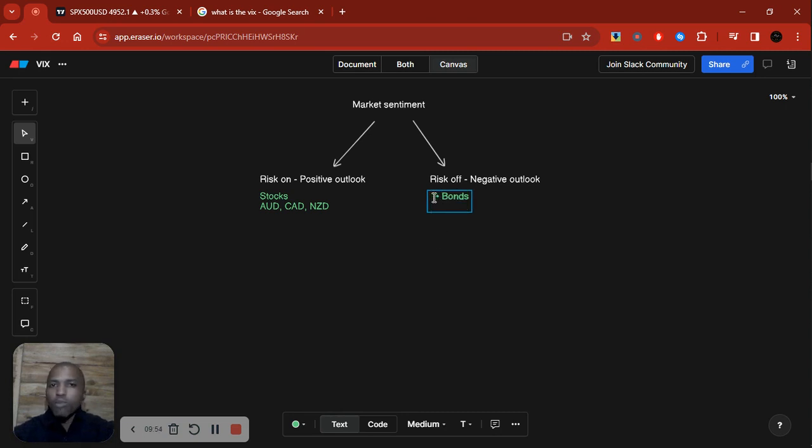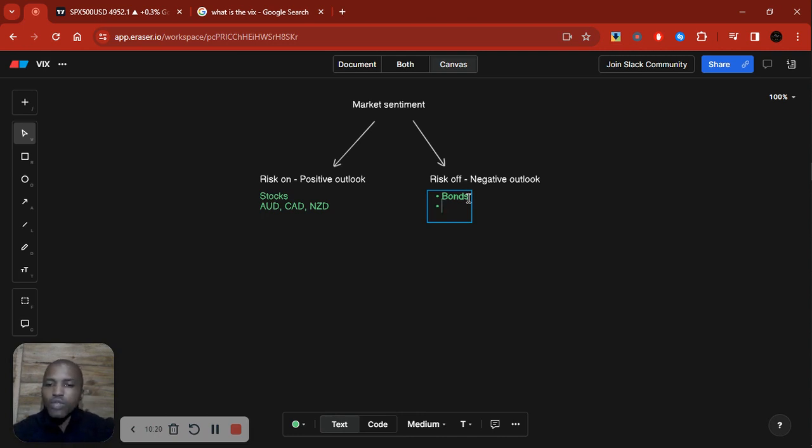Even though bonds have a lower return in terms of interest, in terms of risk, risk is low. On the stocks, risk is high, but they have a greater return compared to bonds. So in times of uncertainty, capital is placed into bonds because they are less risky, even though they offer less in terms of return.